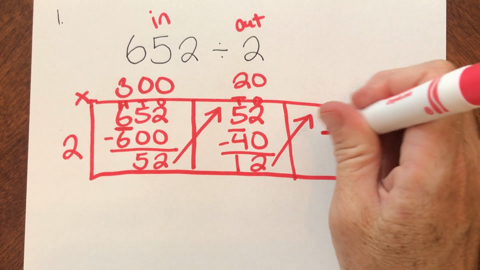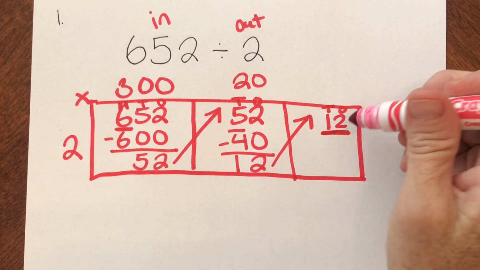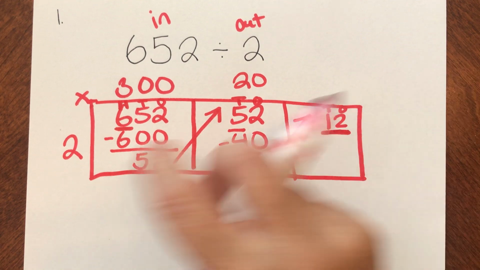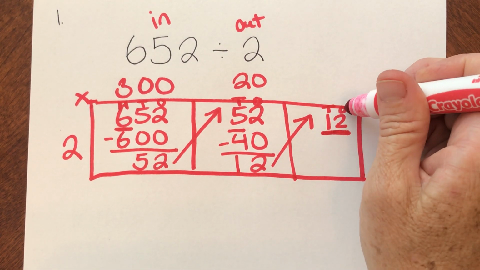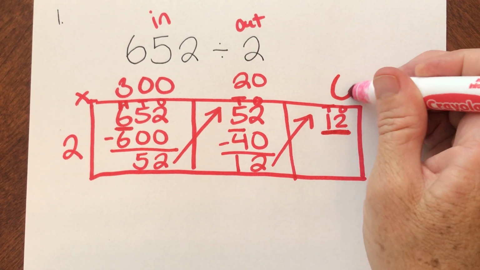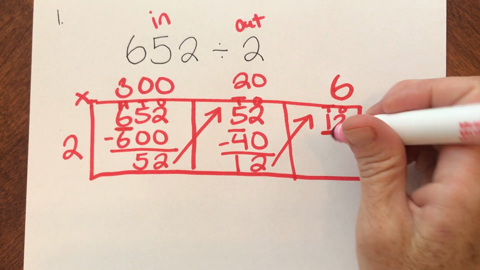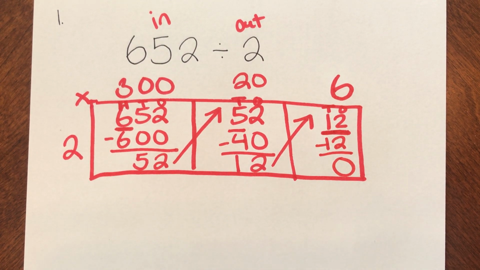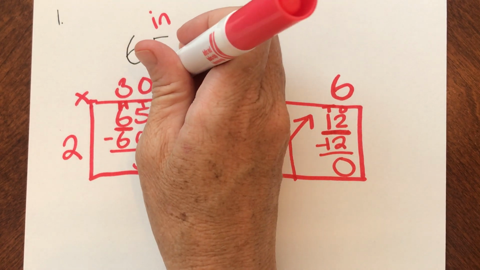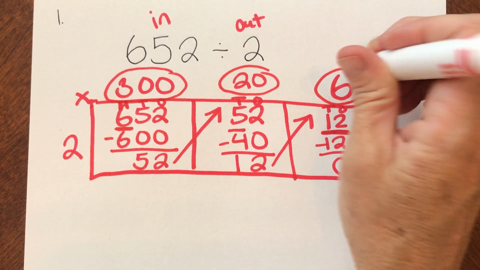So let's underline the next one. Can 2 fit into 12? Yes. But notice now we underlined the ones column. So 2 fits into 12 6 times, but it's 6 ones. So our answer would just be 6. Okay, so 6 times 2 is 12. And look what happens when I subtract. I get nothing.